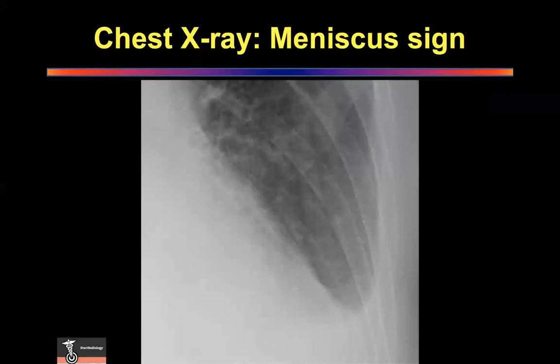Meniscus sign, easy one, everybody knows it, but sometimes you might miss it because it's a very subtle thing. So look on the left costophrenic angle, and there you are, a meniscus sign. So there is definitely some fluid collecting in the left costophrenic angle. Can you see that? Okay.